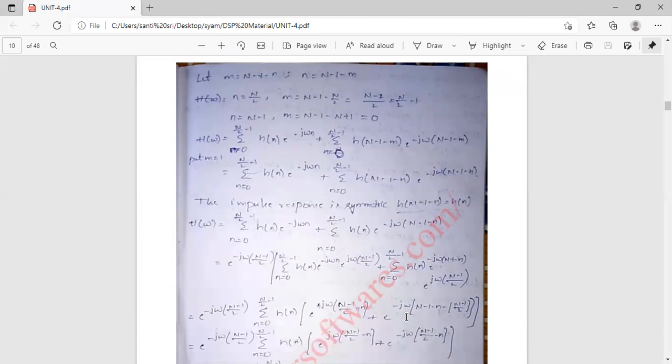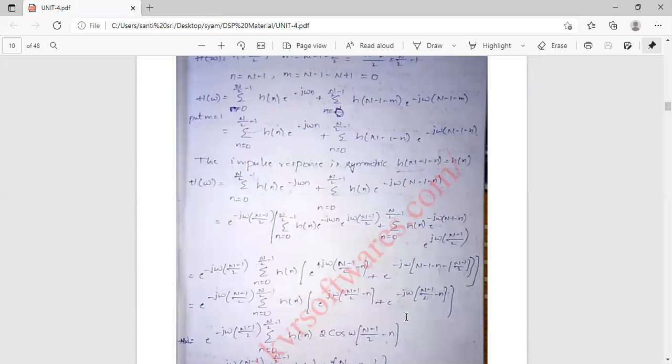So taking e power minus j omega (N minus 1)/2 as common, this is sigma n equal to 0 to N/2 minus 1 of h(n) into e power minus j omega n into e power j omega (N minus 1)/2, plus sigma n equal to 0 to N/2 minus 1 of h(n) into e power minus j omega (N minus 1 minus n) into e power j omega (N minus 1)/2.